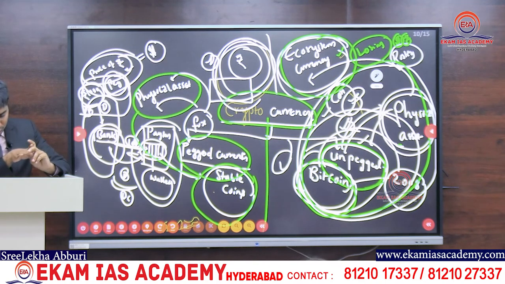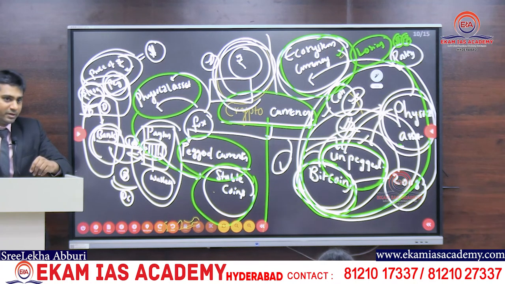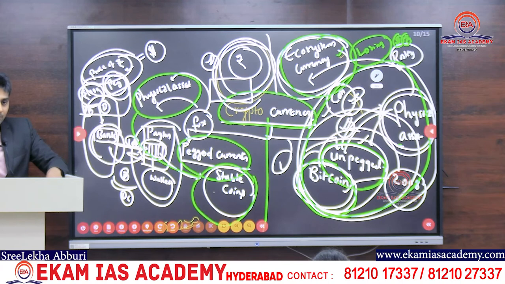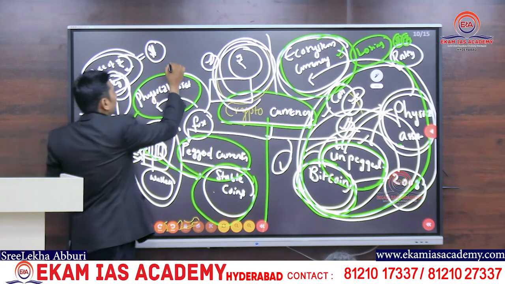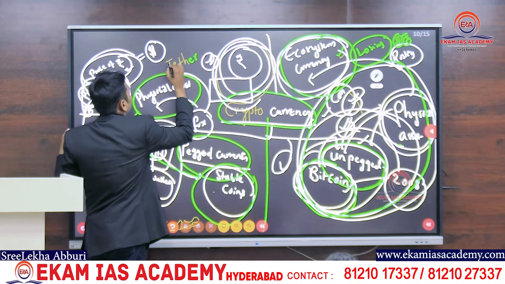Pegged currencies are those currencies which will be in crypto form, that is virtual form, whose price is backed up by a physical asset. For example, USA released a stable coin named Tether, T-E-T-H-E-R, Tether.